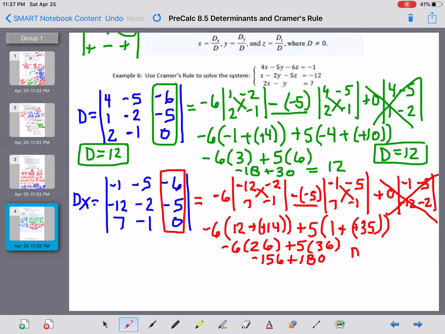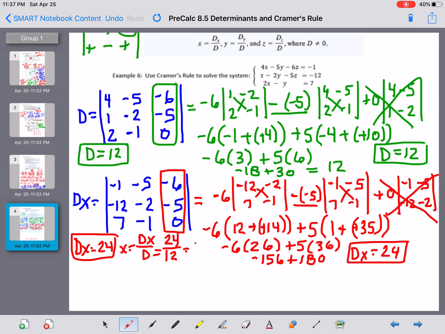Okay, so dx is 24. I'm going to go ahead right now and solve for x. Remember, x is dx over d. So that's a 24 over my 12 from earlier, which means I'm going to get 2 for x.